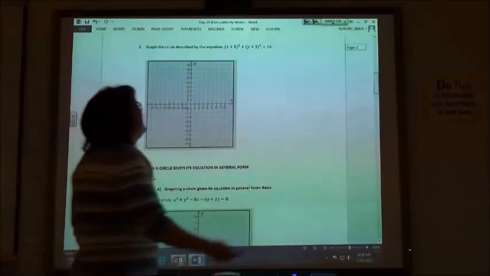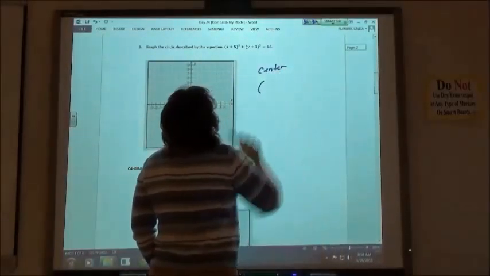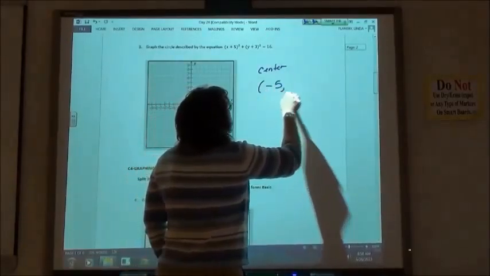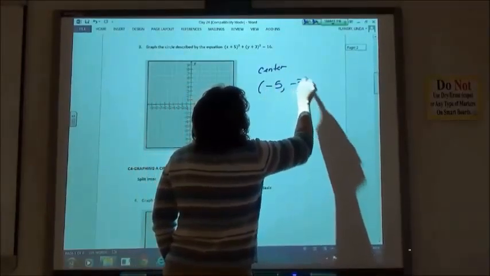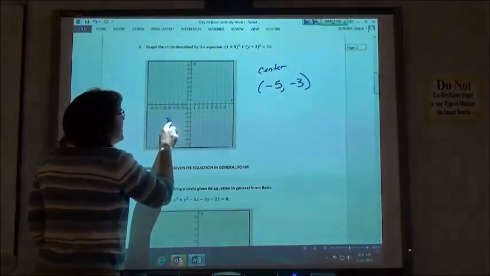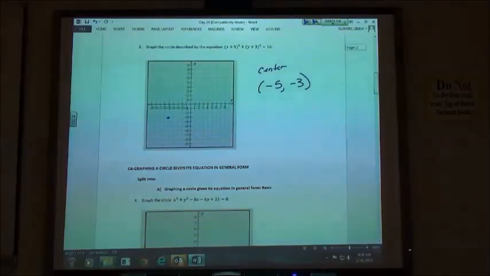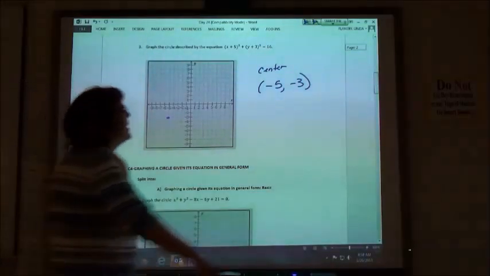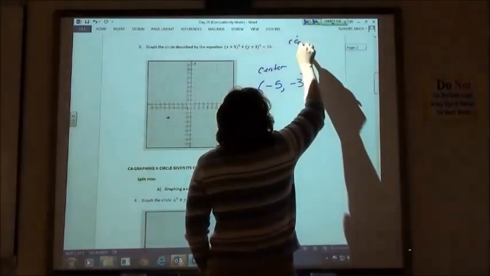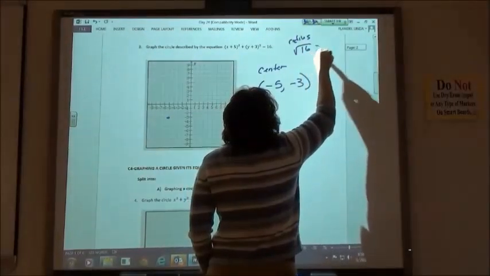It's pretty easy. So, the center of this circle is going to be at negative 5 and negative 3. So I'm going to go back 5, down 3, that's where my dot's going to go, or just use the plot point tool and let the computer plot it. My radius is the square root of 16, which is 4.